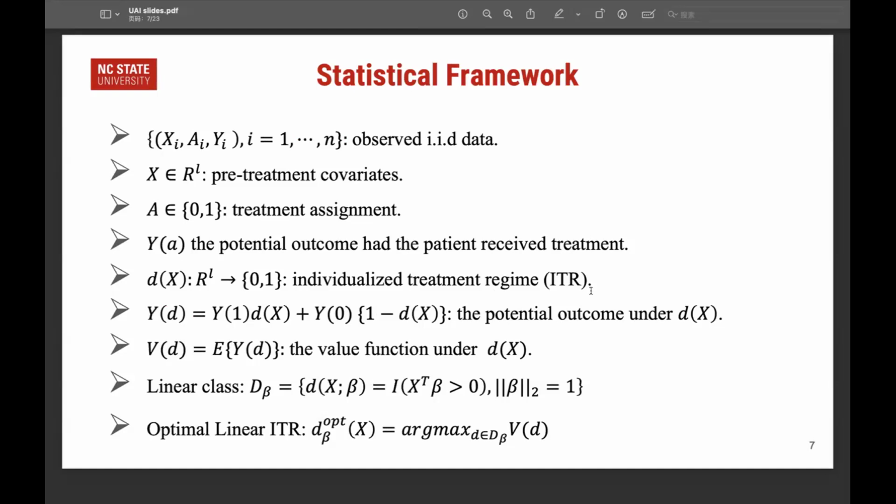One important thing to notice is that in the linear regimes, the value of beta is not unique and can vary by scale. Therefore, here we only focus on the beta values that have been standardized to unit length. Our goal is to find this optimal linear regime, which can maximize the value function under the given linear class.